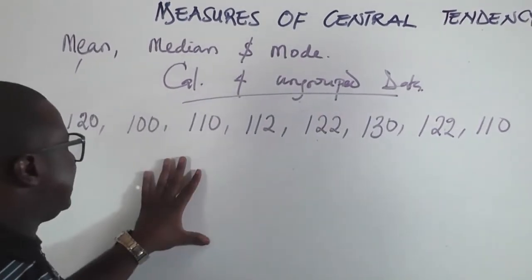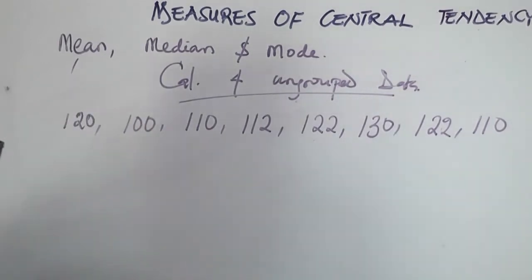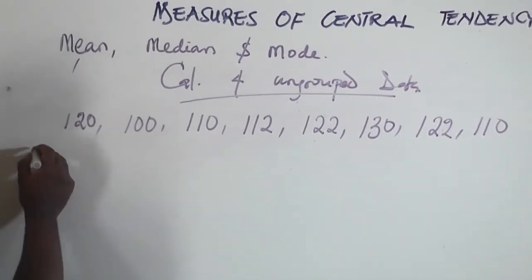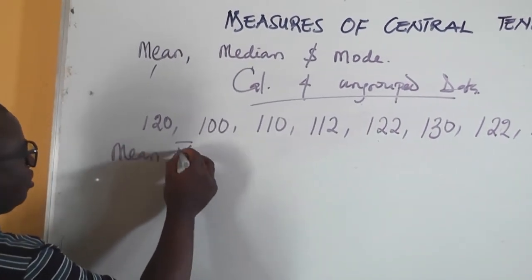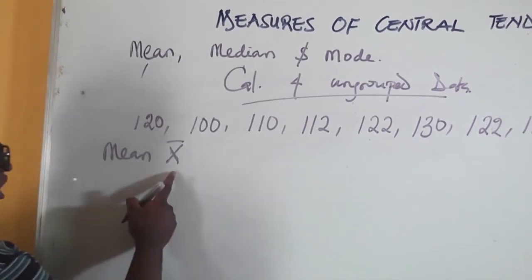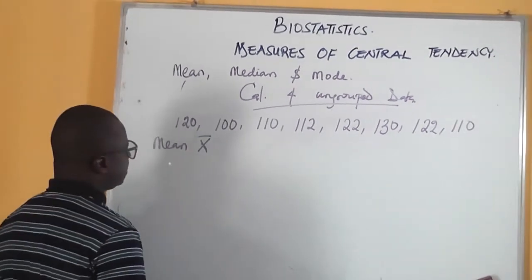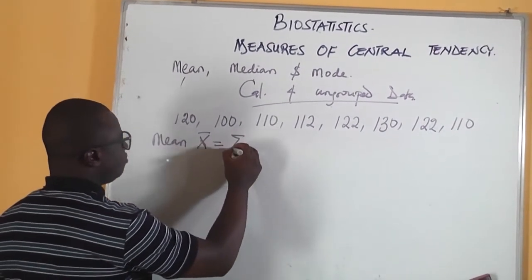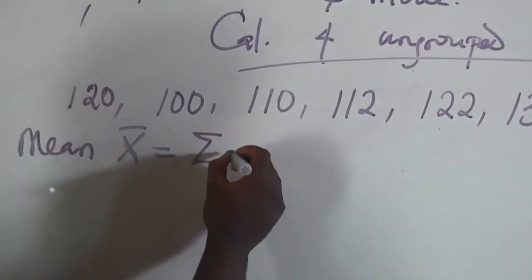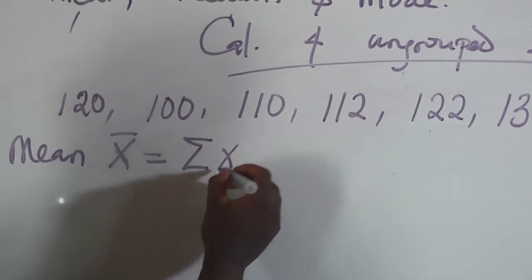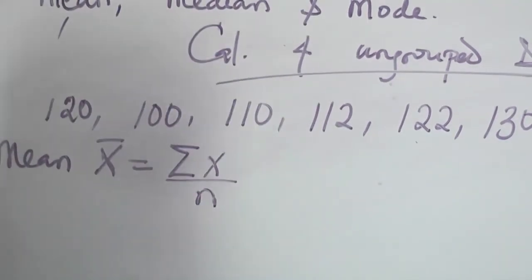All right. So let's look at the mean. We want to calculate the mean of this distribution. Okay. So the formula we are going to use for mean, all right. Basically, this symbol X with a bar on top stands for mean. So subsequently, I won't be writing mean again. I'll just write this to symbolize our mean. It's equal to summation. This symbol stands for summation, or you can call it sigma. Summation X all over N. That is the formula for ungrouped data.